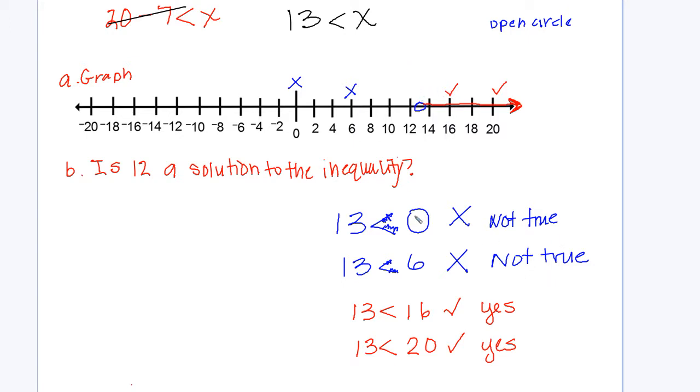Okay? So go to part B. I have graphed it. Part B is: is 12 a solution to the inequality? So I take the inequality and I put in 12. Is this true? Would the alligator be going after the 12 or the 13? Well, they're telling me he's going after the 12. No, not true. So we would write no, that is not true.